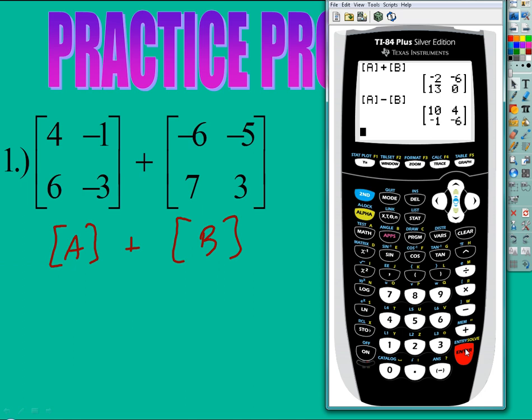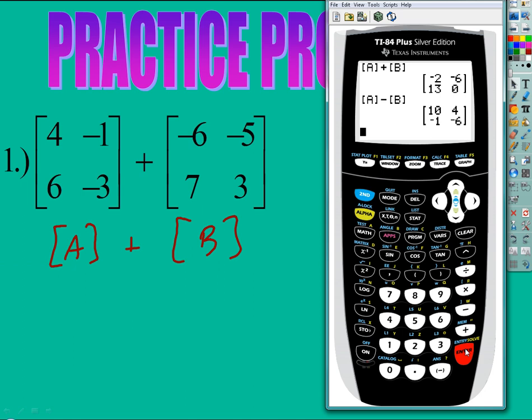How did it say it again? Okay, so I'm at matrix. How do you get back? Second quit gets you back to the home screen. Okay? And then you'd go matrix 1 plus matrix 2 gives you A plus B. Does that make sense? Okay, and then if I wanted to, I could multiply them too.